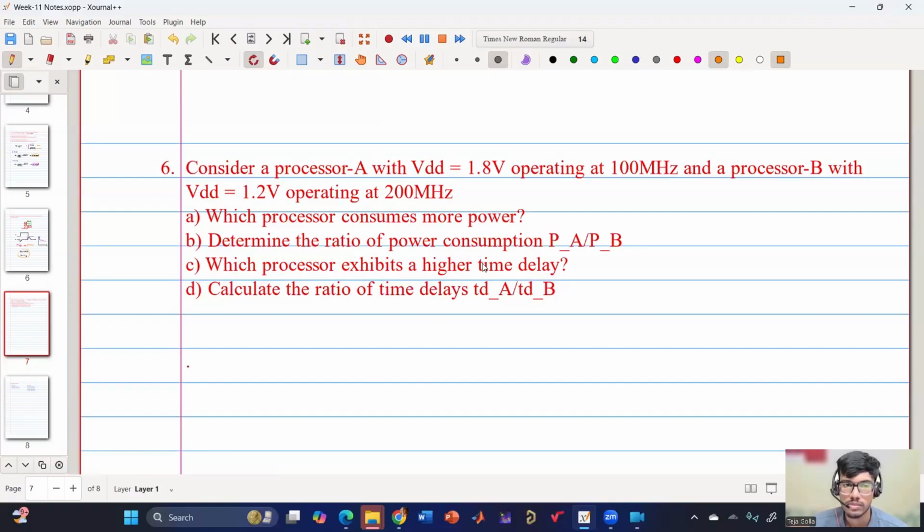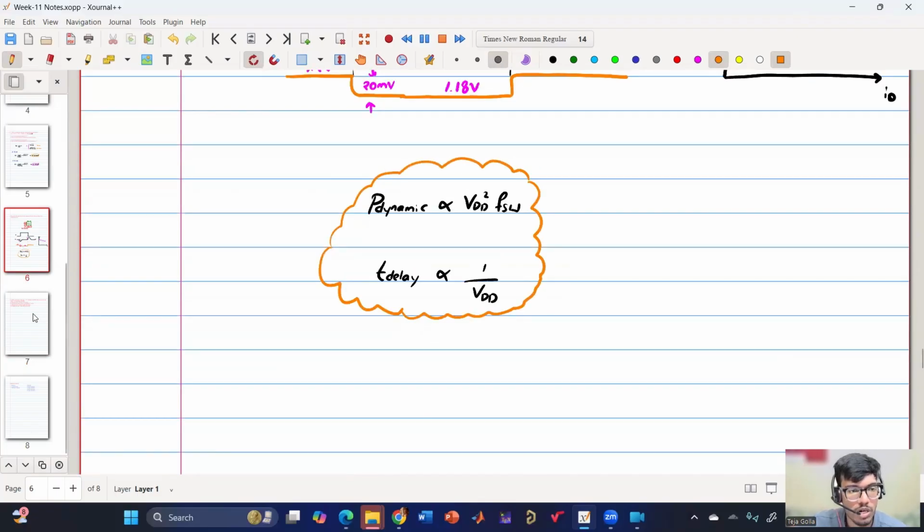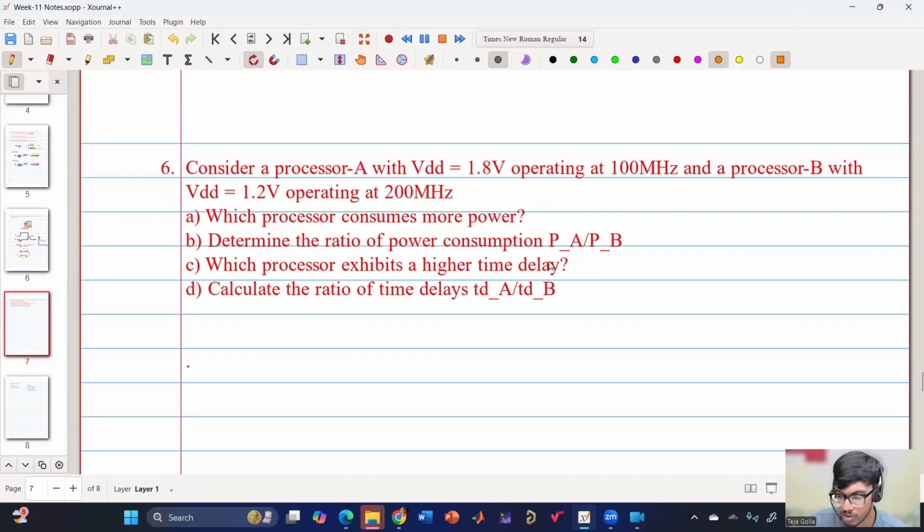Processor A. Okay, and how are you saying that processor A consumes more power? So V square into F, that product, if we calculate for the two cases, for the first one it is higher. Okay, yes, very good. So we'll use this formula and then we'll check. P dynamic is proportional to VDD square into FSW. Let us solve A and B together.